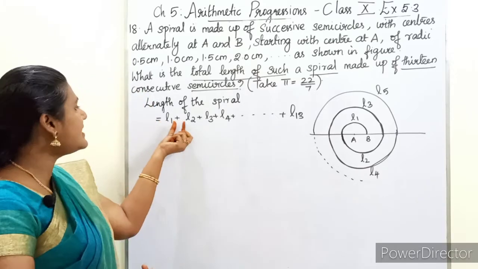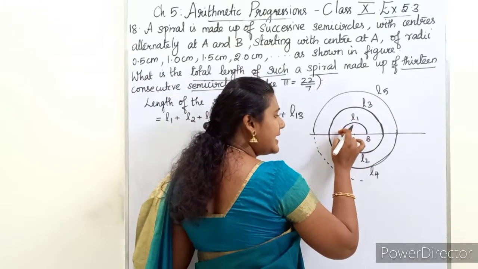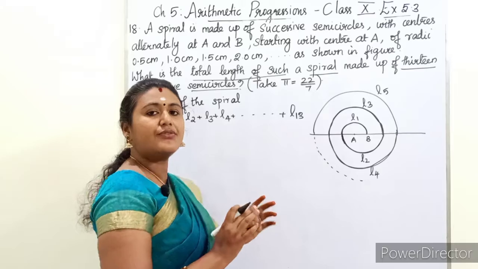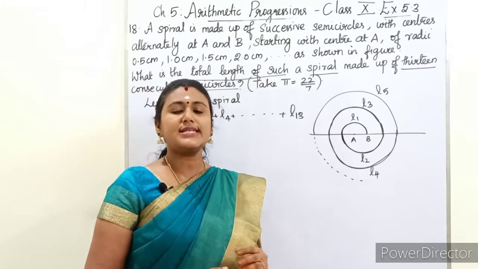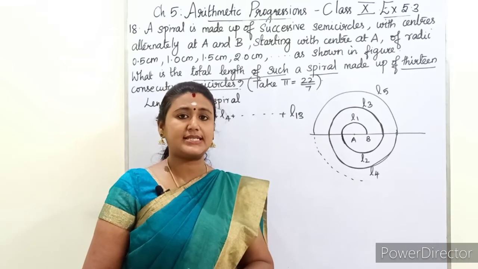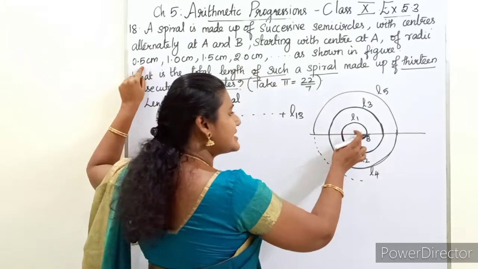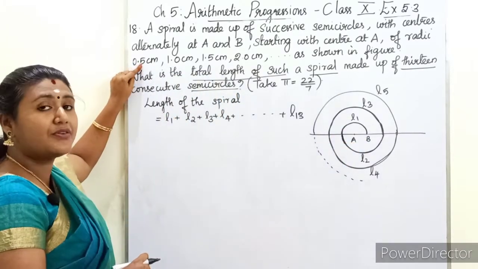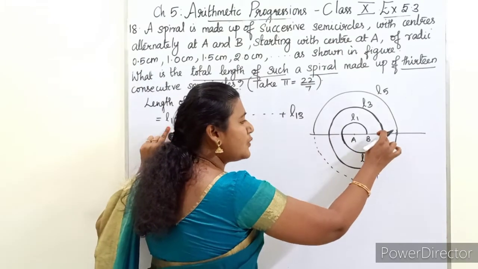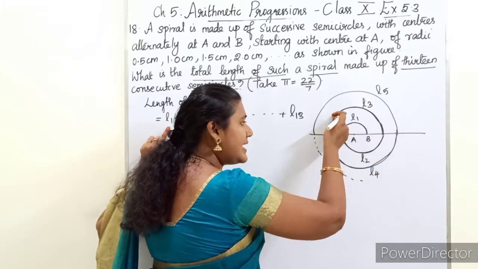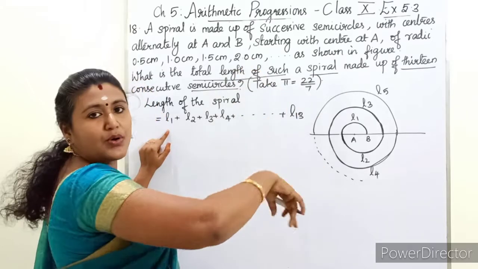Now how can we find these lengths? Actually, L1 is nothing but the length of a semicircle, which is the circumference of the semicircle. So what is the formula for the circumference of a semicircle? Pi r. So what is the value of r? The radius is given. For the first semicircle the radius is 0.5. So for L1 the radius is 0.5, for L2 the radius is 1, for L3 it is 1.5, and for L4 the radius is 2. It will keep on going like this.